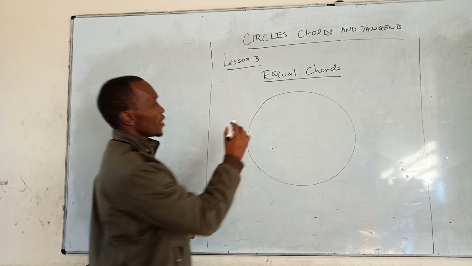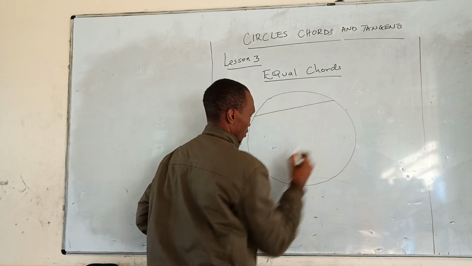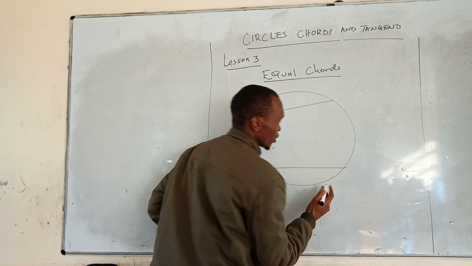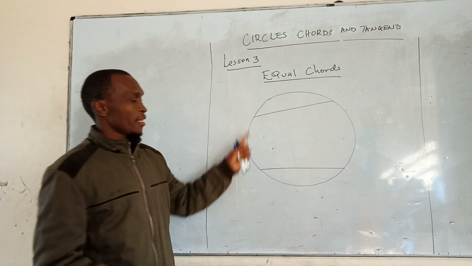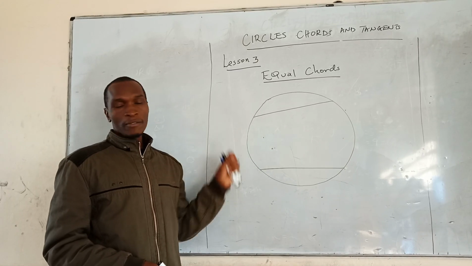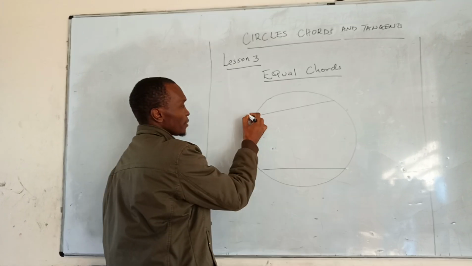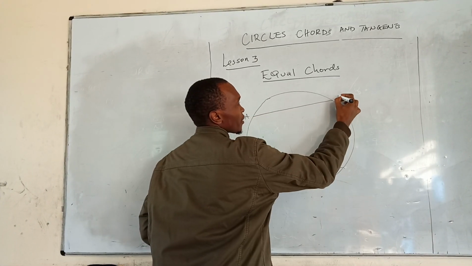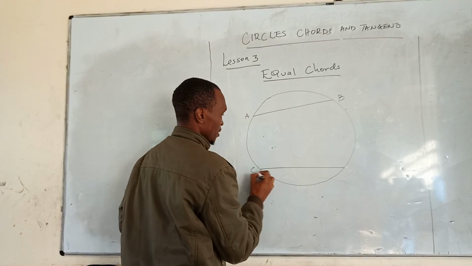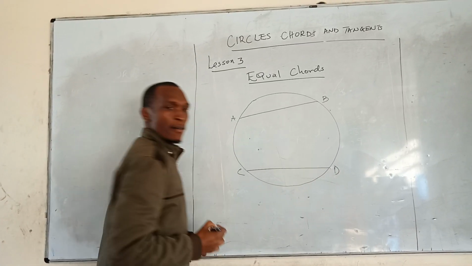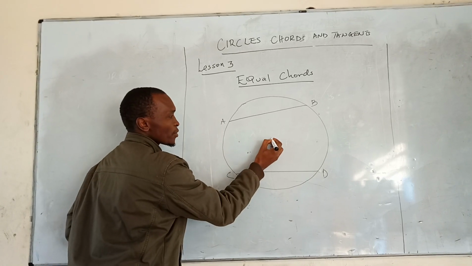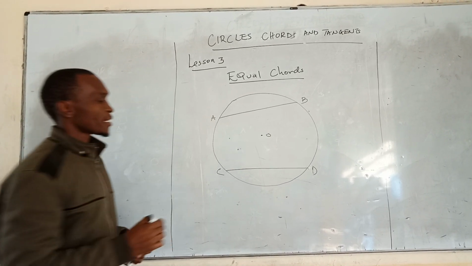So in this circle, I will introduce two equal chords, meaning that they are in this same circle and they are of equal length. So let me label my chords as A, B, C, and D. Then I introduce O at the center of that circle.